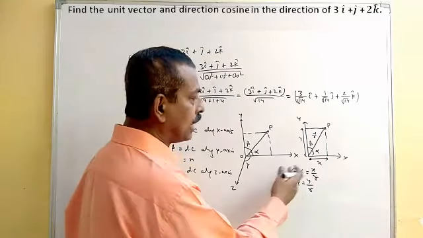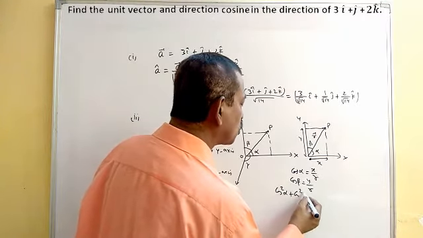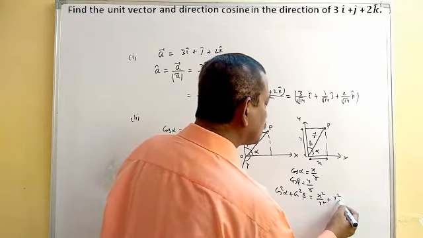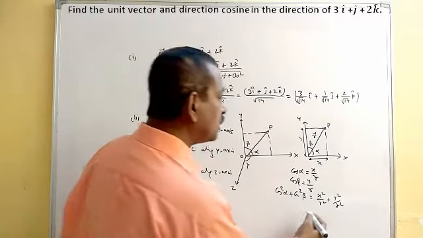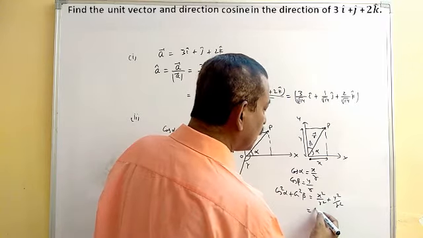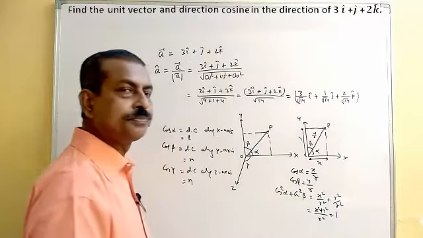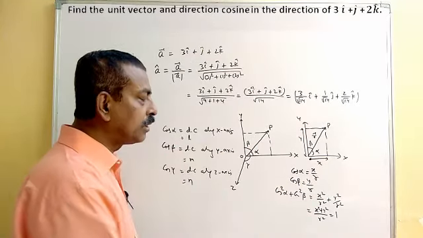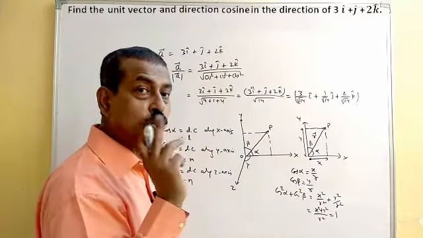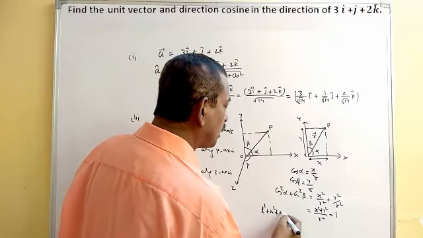Square them and take their sum. So I take cos square alpha plus cos square beta. This is x square by r square plus y square by r square. This will be x square plus y square divided by r square, that is 1. So here, what you get is L square plus M square is 1 if there are only two components. If all three are there, then it is L square plus M square plus N square is 1.